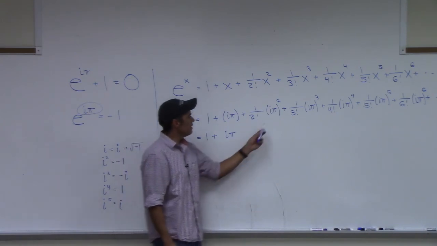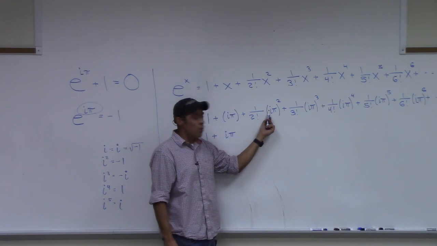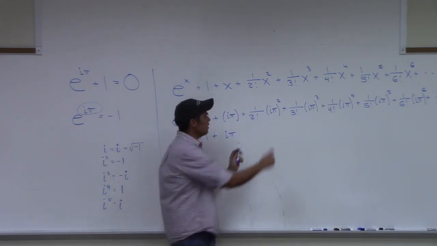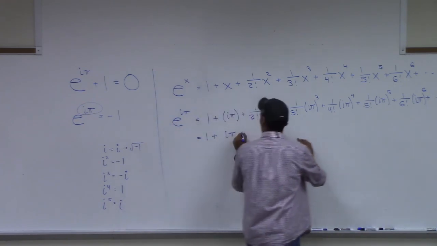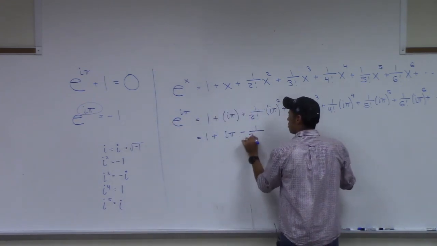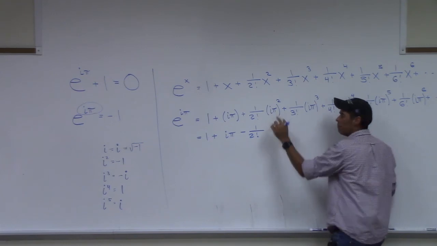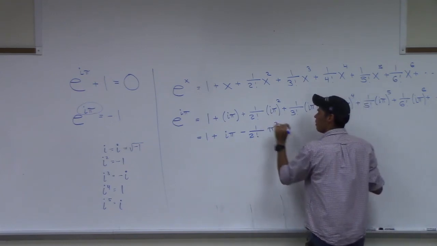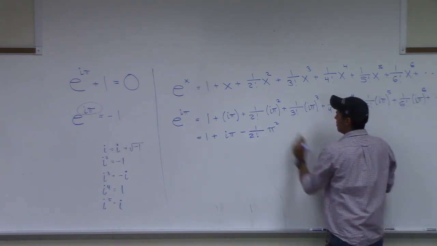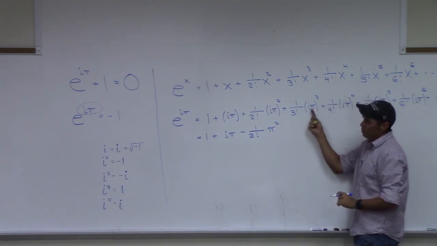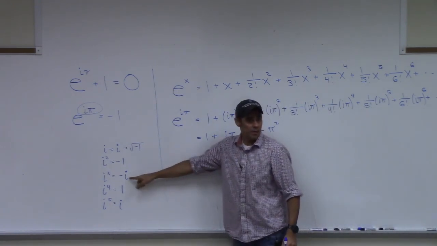Now over here, when I square i, what do I get? Negative 1, right? So this i is gone, but it changes this to a minus. So I'm going to go minus 1 over 2 pi. The i is gone, but I still have pi squared. Okay, this one. I have i cubed. What's i cubed? Negative i. Do you all agree with that?